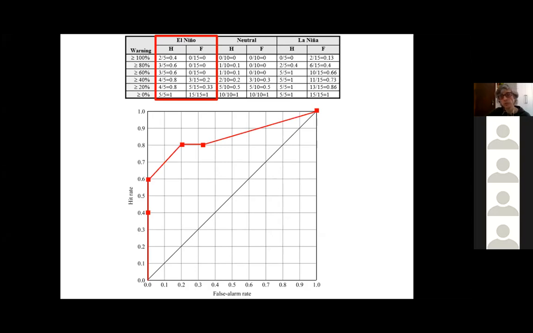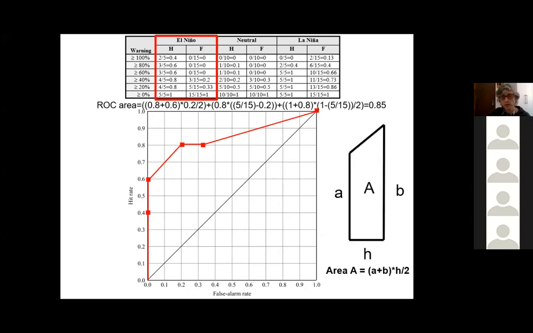And then you need to compute the area below that curve to find your ROC. This you can do by using the trapezoidal rule and dividing your area into a few trapezoids, and you can also have a rectangle in the middle, and then you add up all these areas. In that case you find you have 85% probability of successfully discriminating occurrence of El Niño from non-occurrence of El Niño.